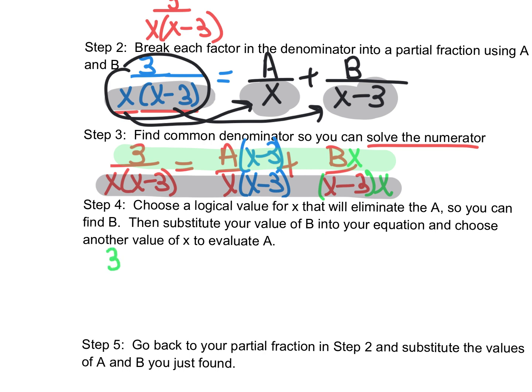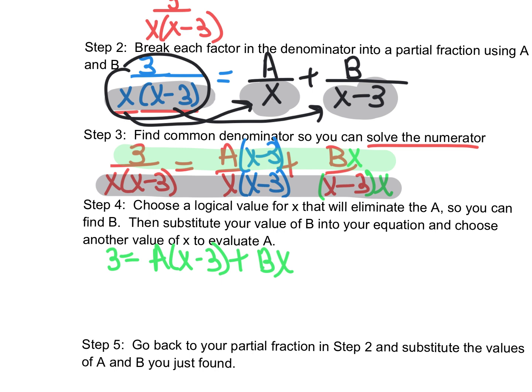So we're going to have 3 equals a times x minus 3 plus b times x. And our goal is to choose values of x that will allow us to figure out what a is and what b is. So it says choose a logical value for x that will eliminate a so you can find b.